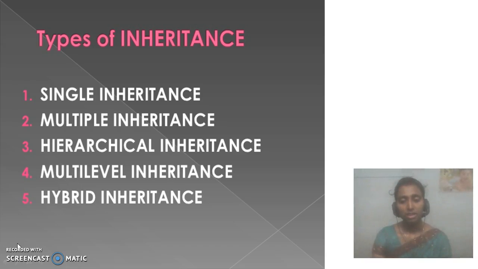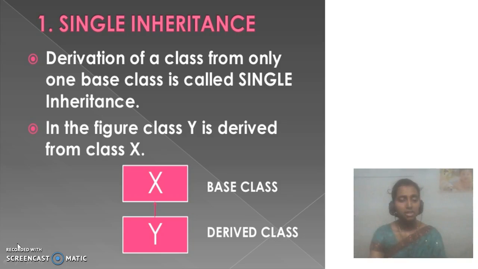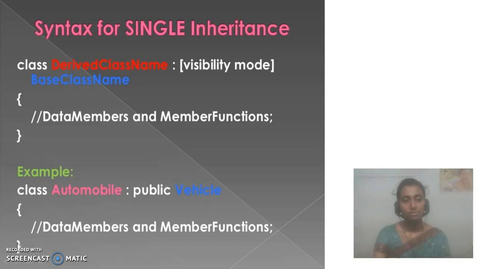Types. There are 5 types of inheritance. One is single and the next multiple, hierarchical, multi-level, finally hybrid. Single inheritance. Single inheritance is nothing but deriving a new class from an already existing class. So in single inheritance, there is only one base class and only one derived class. In figure, Y is the derived class and X is the base class.